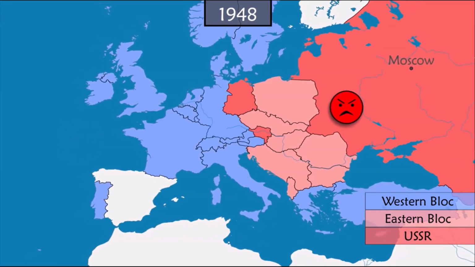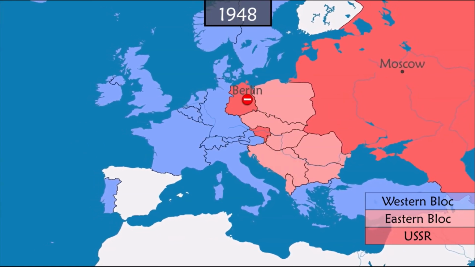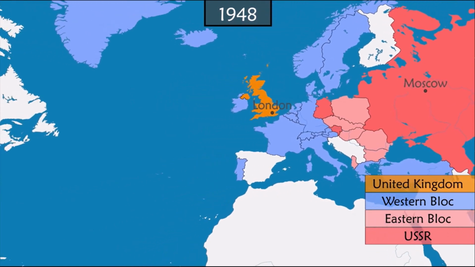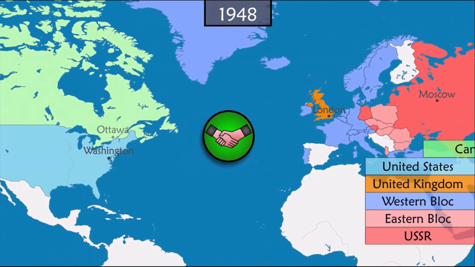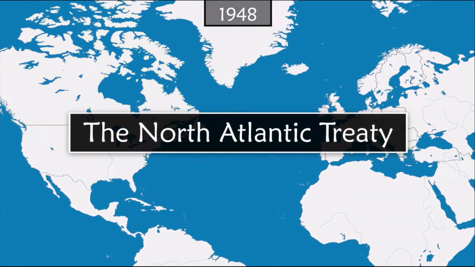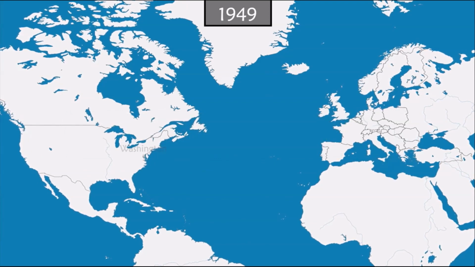The USSR, which is opposed to the creation of West Germany, organizes a blockade of West Berlin, which is under Western control. Tensions rise further. This time, the United Kingdom secretly begins negotiations with the United States and Canada to establish a common defensive alliance. The North Atlantic Treaty, called NATO.